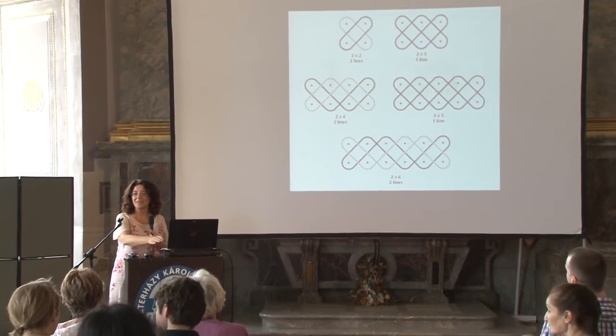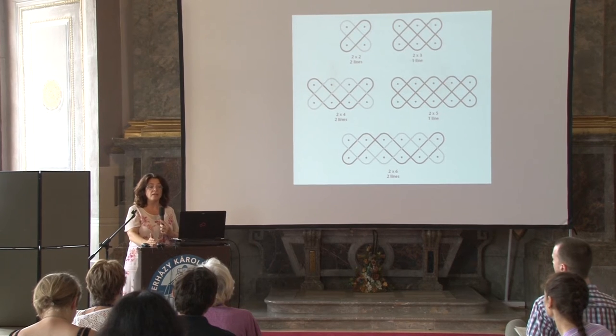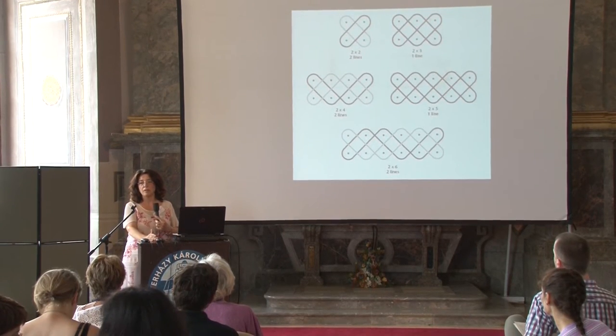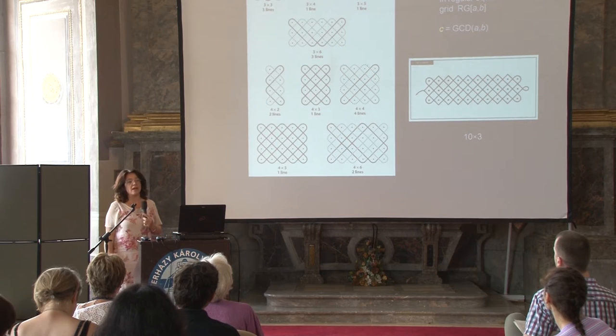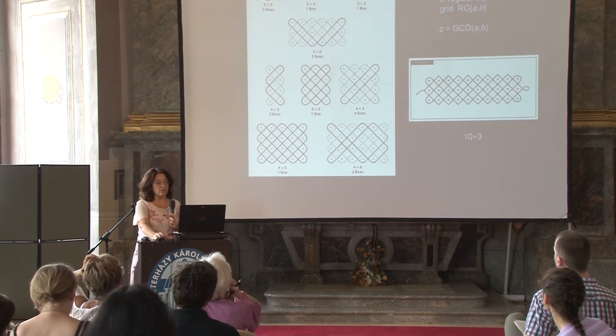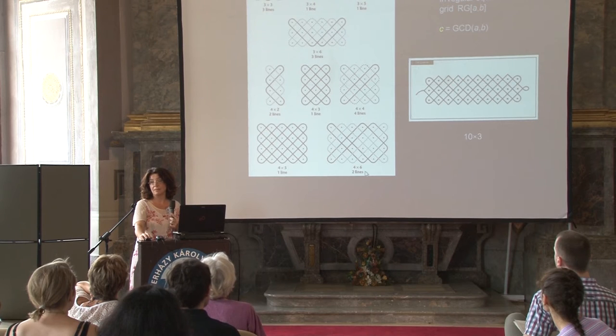Yes? If they are prime numbers, then there will be just one curve. But if they are not, always two. Let's see an example with three. 3 by 6, it is three. 3 by 3, it is three. 4 by 2, it is two. 4 by 6, it is two.